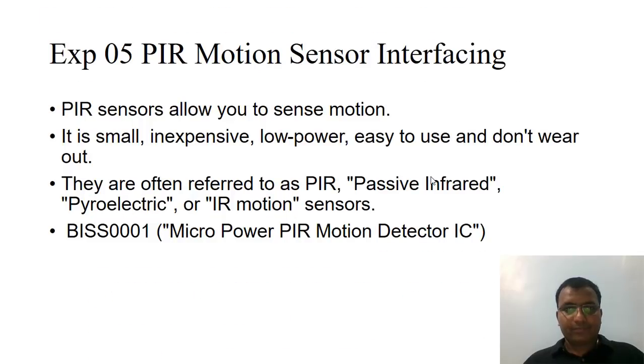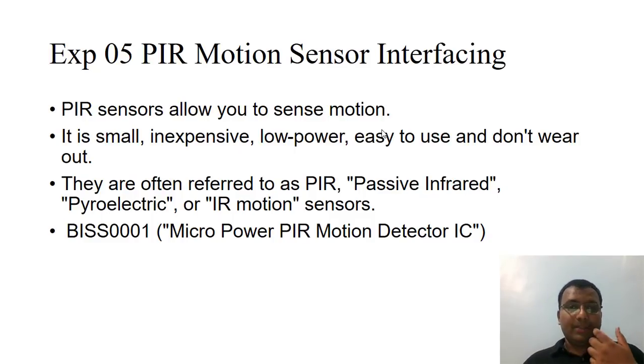Next, PIR motion sensor interfacing. PIR stands for passive infrared. To detect motion, we are going to use a PIR sensor. The PIR sensor allows you to sense motion. There are many applications of the PIR sensor, like if you want to turn on the light when there is motion, or if someone enters the room, it has to turn on the automatic light. So we are going to use a PIR for that.